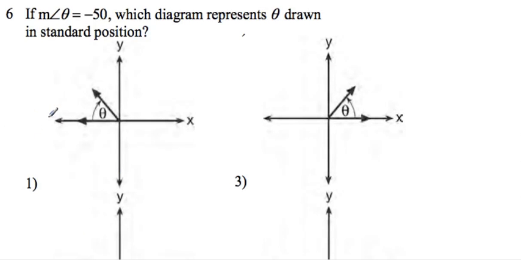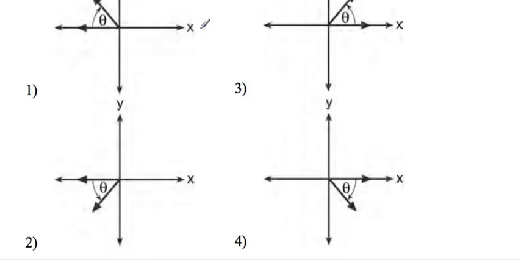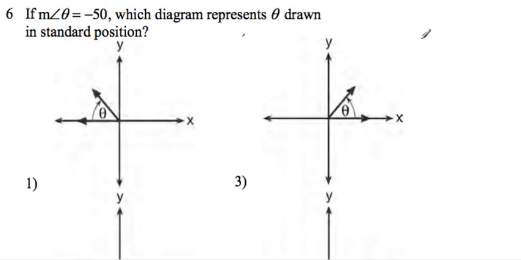Let's look at number 6. You see, we are looking at the angle of negative 50 degrees. It should actually have degrees, but when we have a negative, you see, the difference between positive and negative is this.